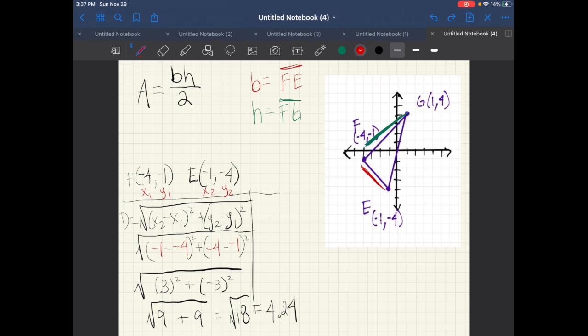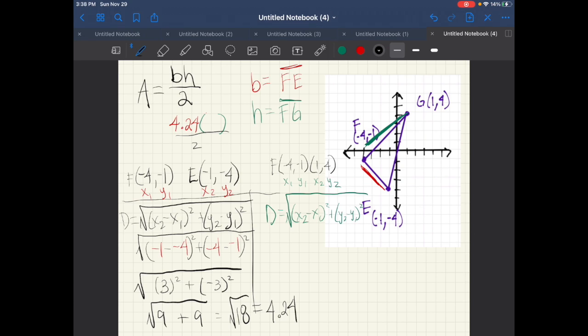So the base FE is going to be 4.24. Now we got to find the height. And we're going to divide it by 2. So the height is going to be FG. So we're going to have to do the distance formula again. And this time we're going to be working with FG. So F, again, is at -4, -1. And then G is at 1, 4. So let's label these.